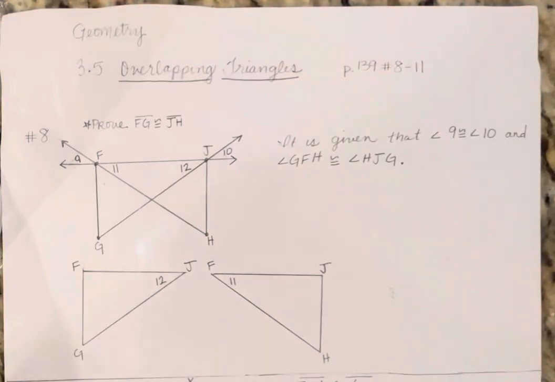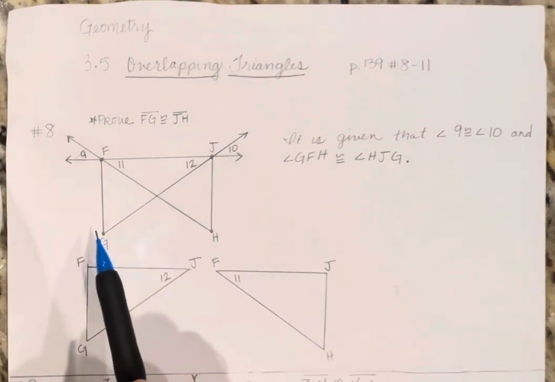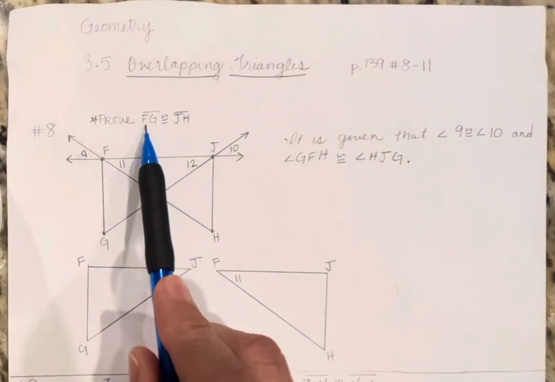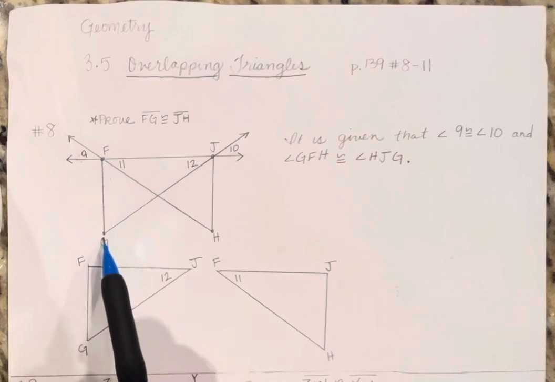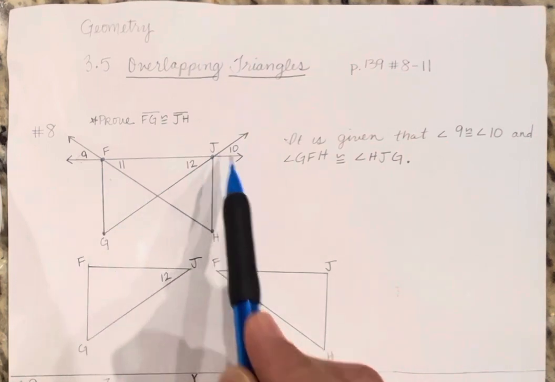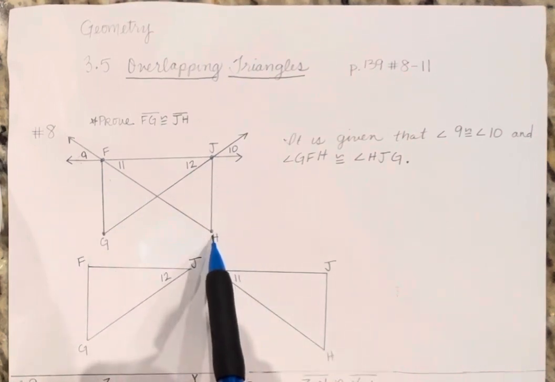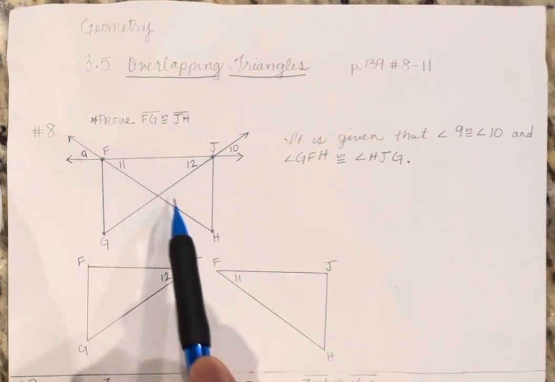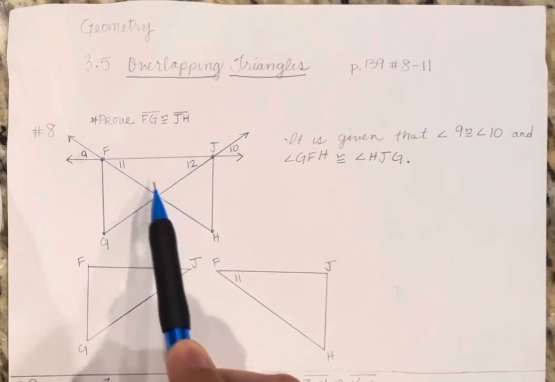Hi class, this is section 3.5, overlapping triangles, and I'm going to do problem number 8 on page 139. I have it drawn out for you here. I need to prove that FG, which is this segment here, is congruent to JH. So my goal here is actually proving these overlapping triangles congruent first.